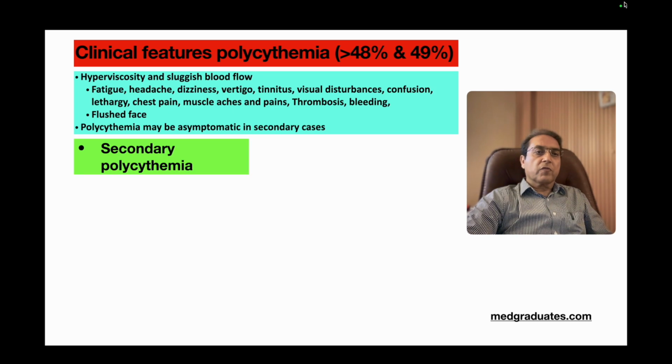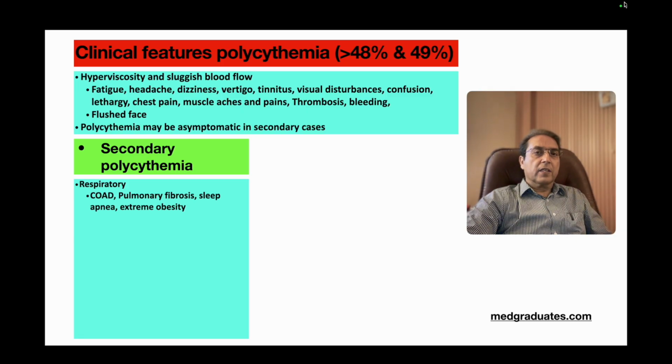Now, what are the causes of secondary polycythemia? Maybe respiratory diseases like chronic obstructive airway disease, pulmonary fibrosis, sleep apnea, extreme obesity that can produce hypoventilation, cardiac causes, that means right to left shunts, for example, Fallot's tetralogy or Eisenmenger complex, they can produce polycythemia.